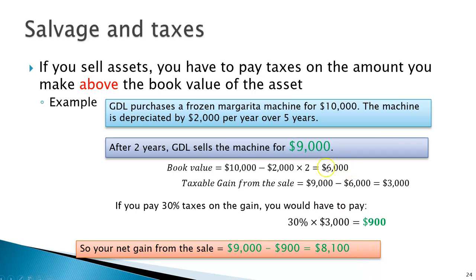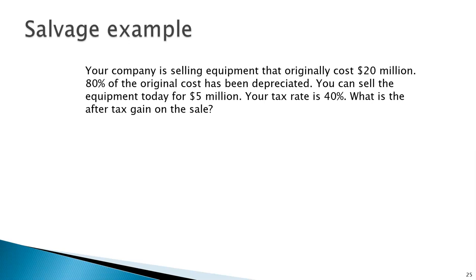And so the cash you have left then is the cash you got for selling it minus the cash you paid in taxes, and that's $8,100. Okay, notice it's important. You have to figure out the book value and all of that to calculate the taxes. But when it comes down to the actual cash you have, there's only two items. You sold it for some amount. You had to pay some amount of taxes. What's left is the cash that you got from the machine.